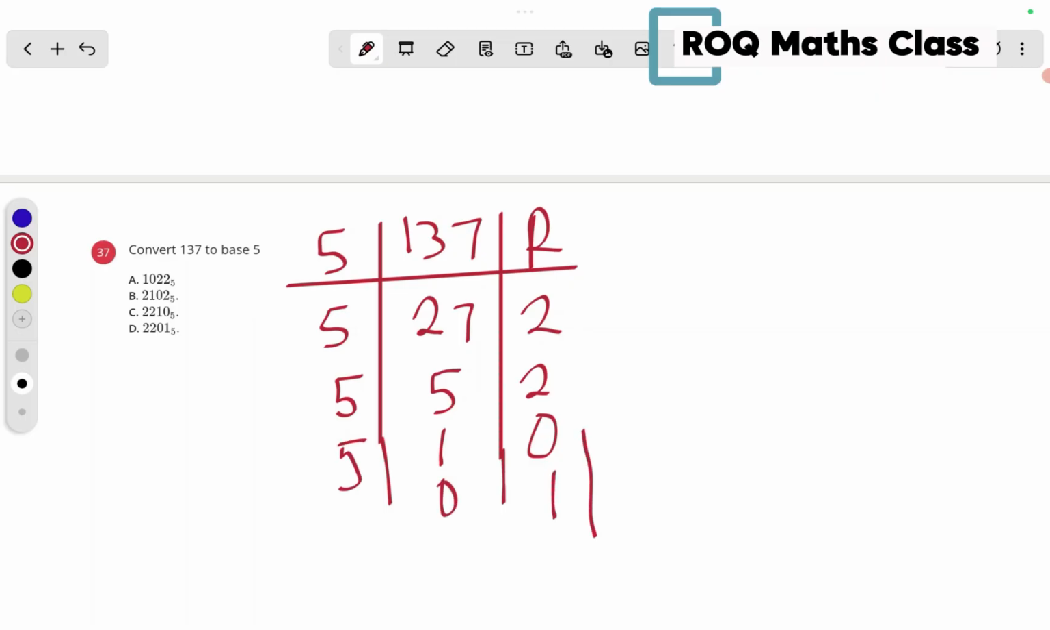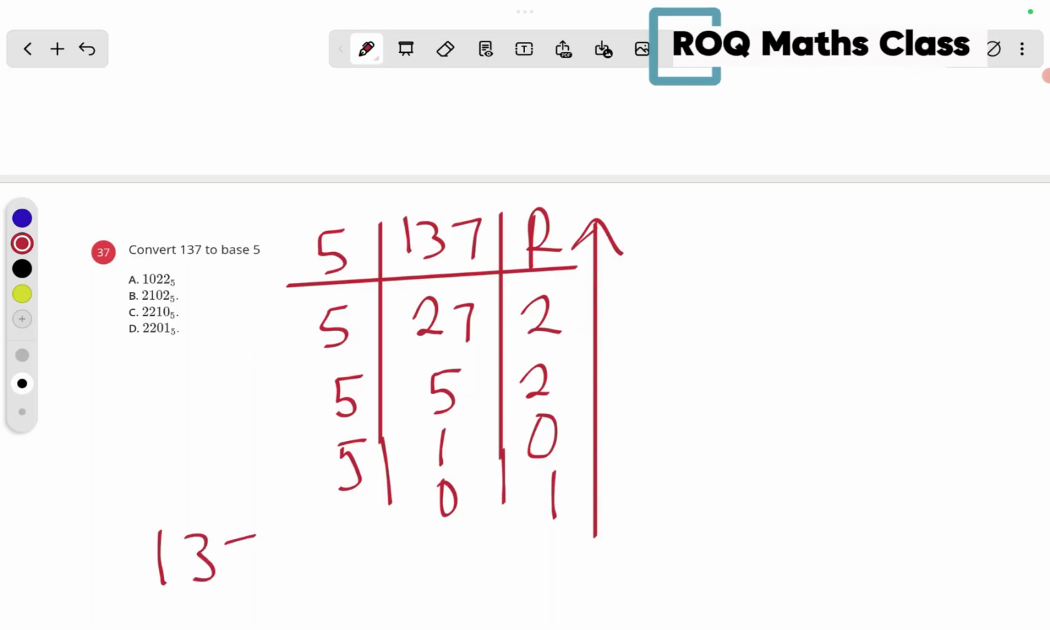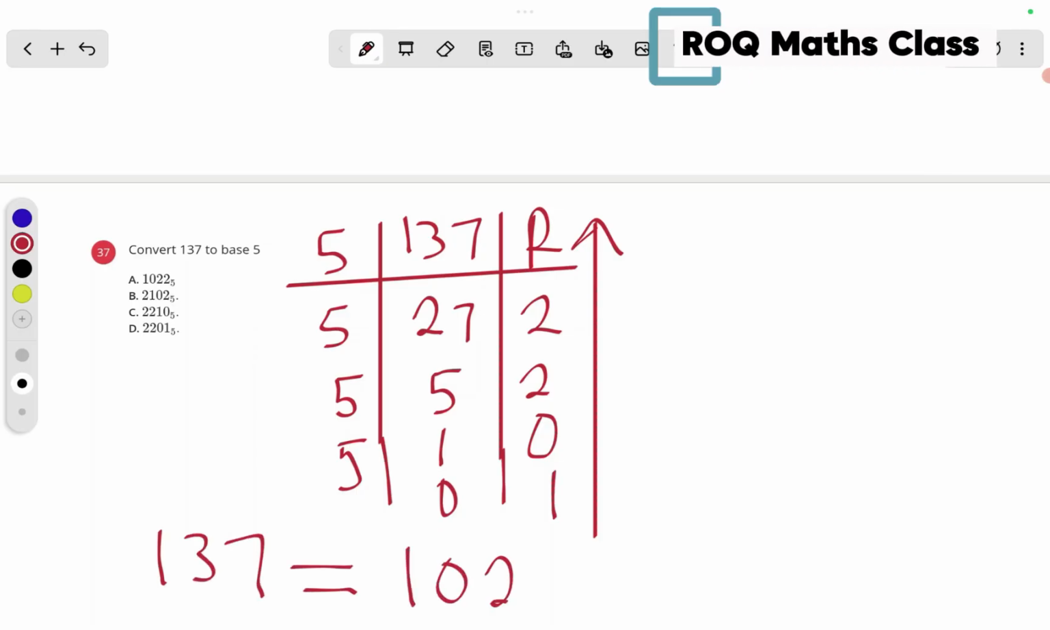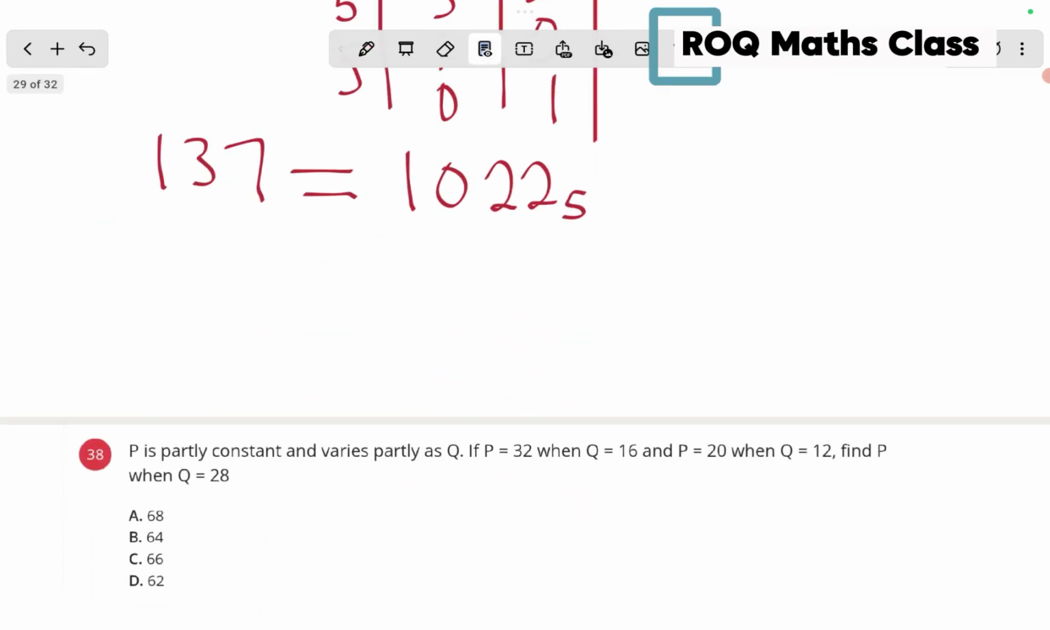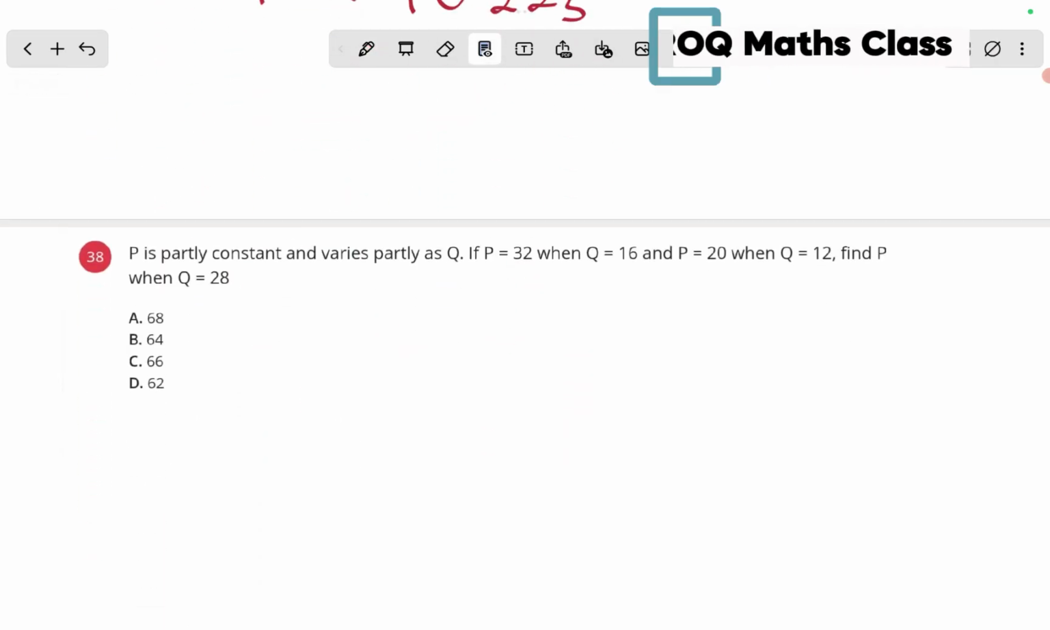Then take it from down up this way. That is, you have to write 137 is same thing as 1022 base 5. And this is same thing as option A.